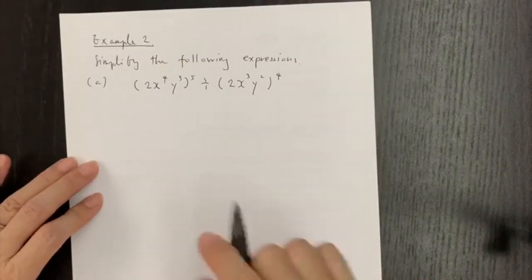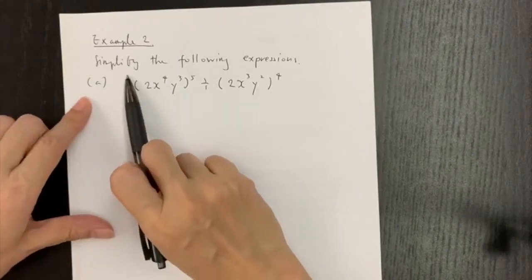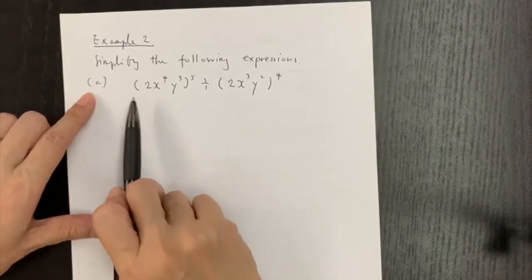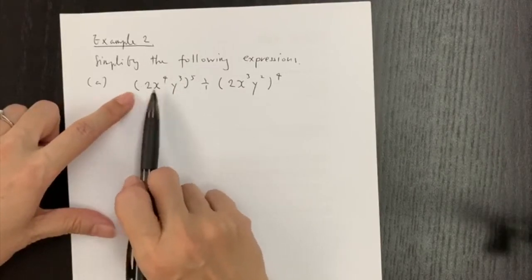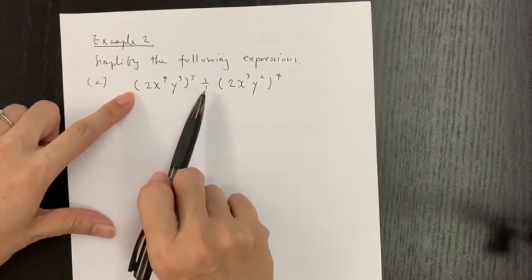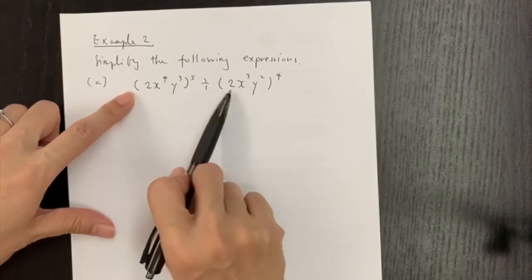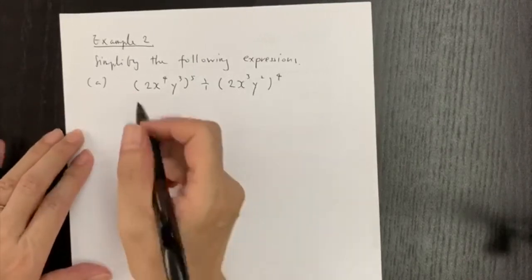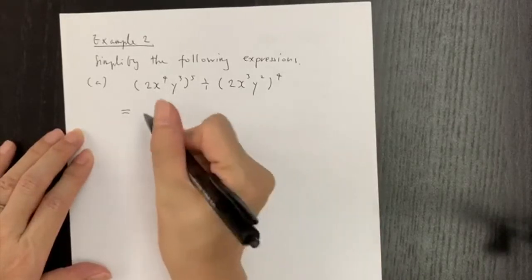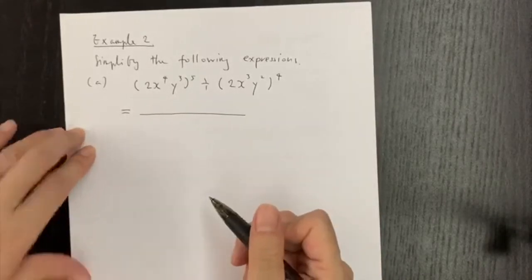Okay, now next we have example 2. Also we do simplification, and this is A. We have 2x to the power 4, y to the power 3, all to the power 5, divided by 2x to the power 3, y squared, all to the power 4. So the first thing to do is use a fraction.